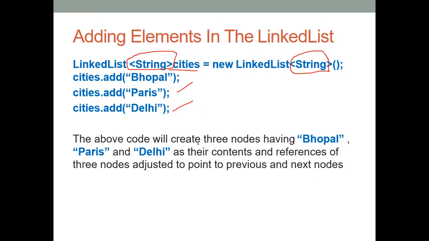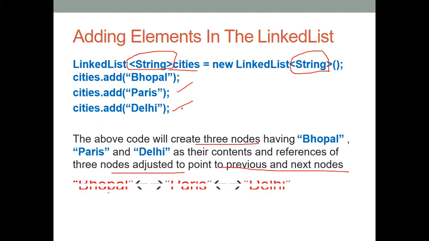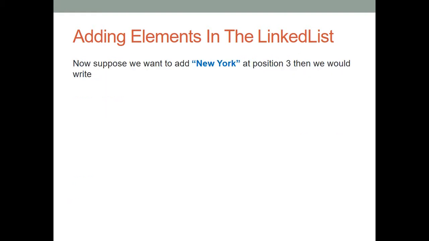The above code will create three nodes. Bhopal, Paris, and Delhi contain the references of the nodes, pointing to the previous and next nodes. So first is Bhopal, second is Paris, and third is Delhi. Like that it can store.